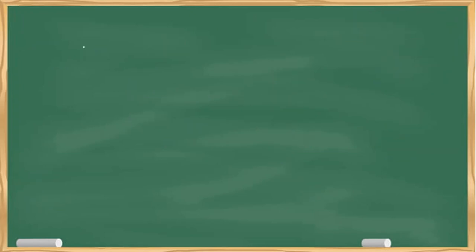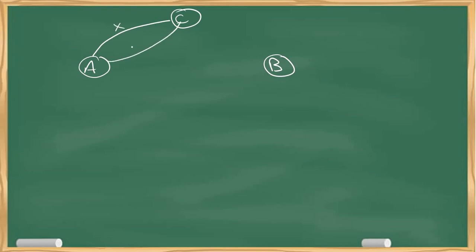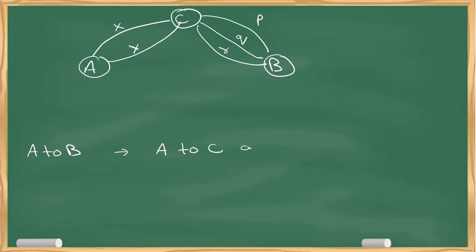Let me take one more interesting example. Let's say there are two cities, A and B, which are connected by a city called C. So A and C, there are two routes, X and Y. And C to B, there are three routes, P, Q, R. Now my target is I have to travel from A to B. In how many possible ways can I travel from A to B? So what can I do? I can travel from A to C and C to B.